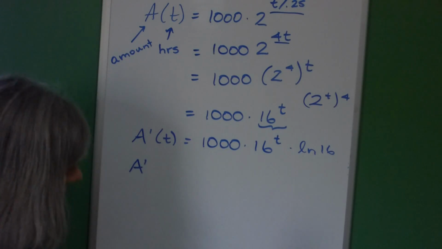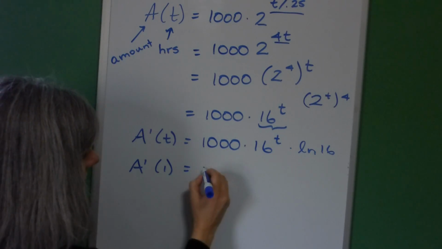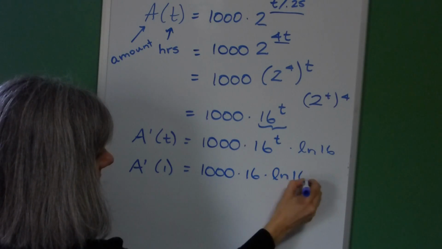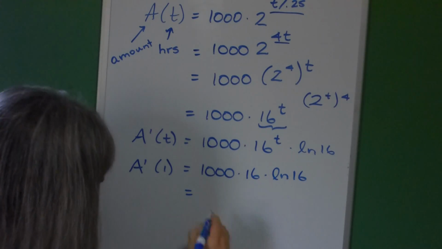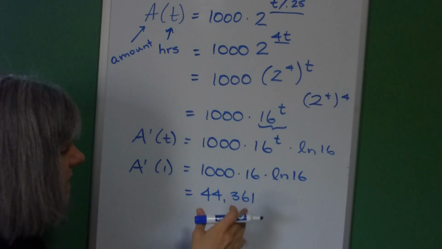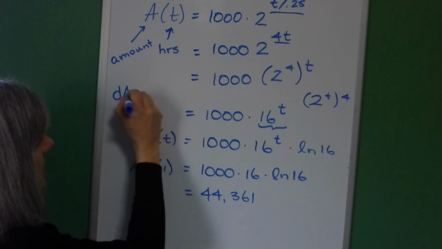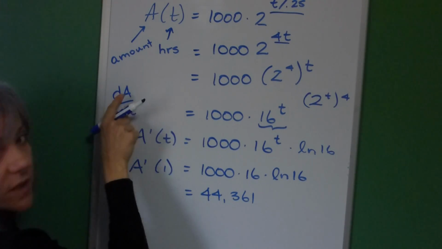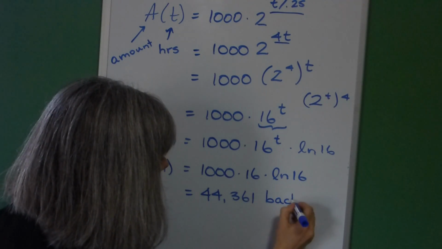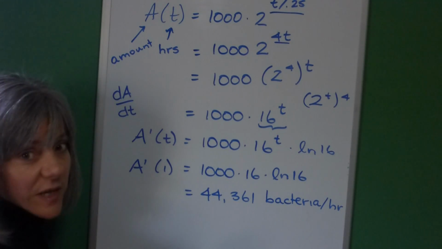Okay, so if we wanted to know what happens after 1 hour, what is the rate of change, we get 1,000 times 16 times ln 16, and this turns out to be 44,361. What are our units? Well, if we're looking at the derivative, we can write dA/dt. A is the number of bacteria, and T is hours. So this would be that many bacteria per hour. Wow, that's a huge increase at that point.